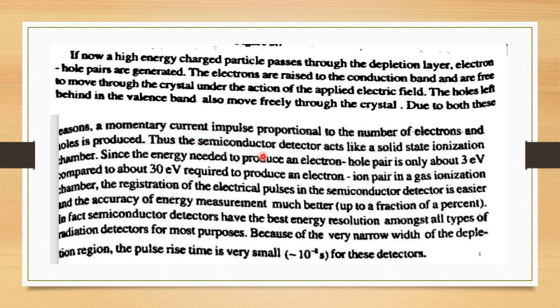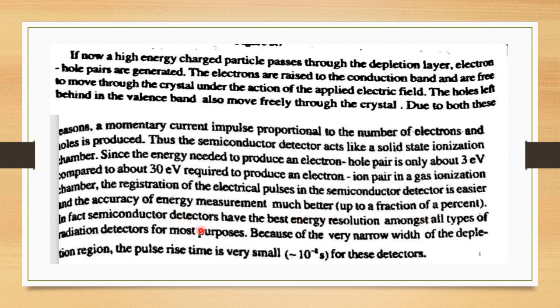Okay. Thus, the semiconductor detector acts like a solid state ionization chamber. We detect this current impulse, proportional to the number of electrons and holes produced. Since the energy needed to produce an electron-hole pair is only about 3 electron volts, compared to about 30 electron volts required to produce an ion pair in a gas ionization chamber, the registration of the electrical pulses in a semiconductor detector is easier, and the accuracy of energy measurement is much better.